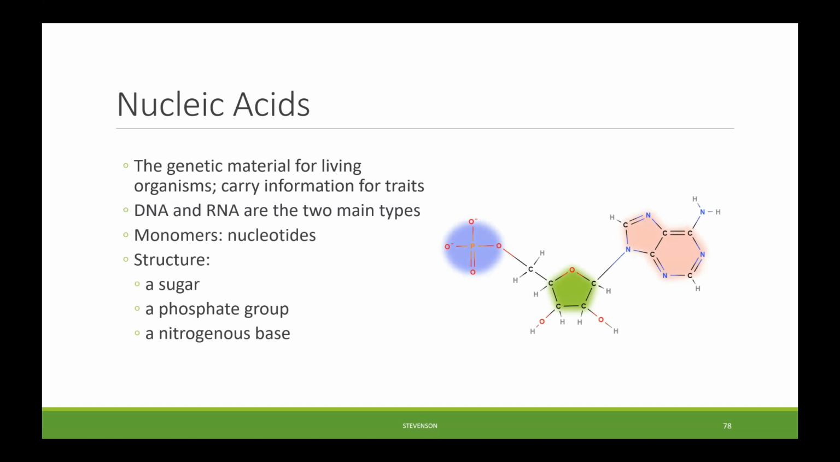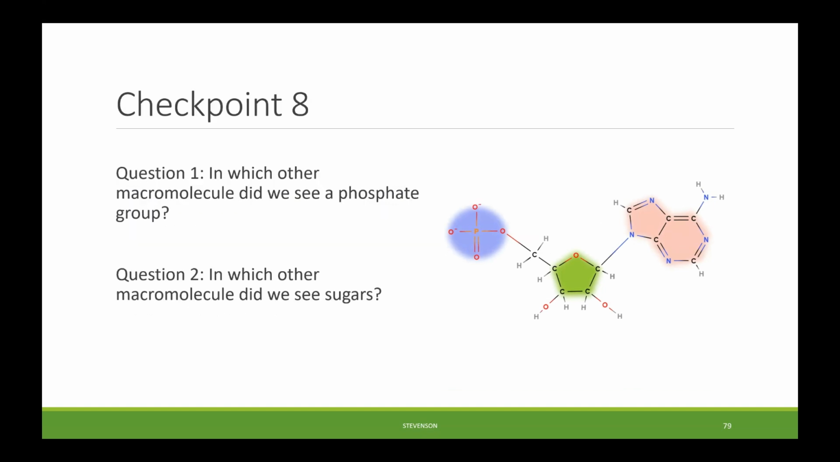Some of that probably sounds familiar to you. So in this checkpoint, I'd like you to tell me, in what other macromolecule in this chapter did we see a phosphate group? And then also, in what other macromolecule did we see sugars?